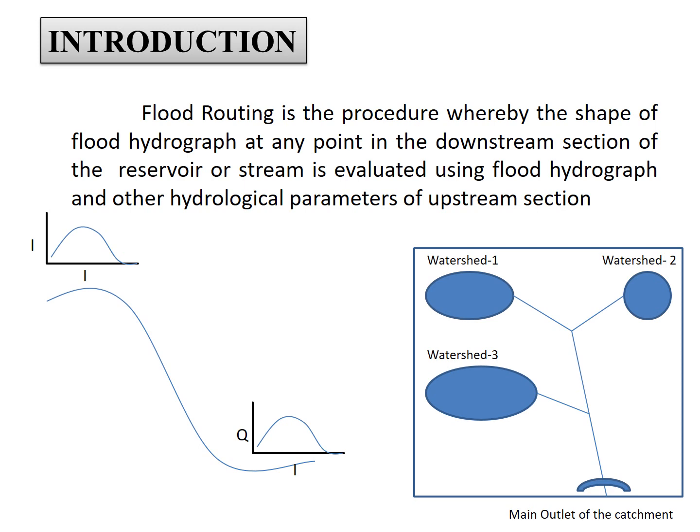So in other words, we can also define that if we have the input hydrograph at the upstream side, and we require the output hydrograph at the downstream side, that is, we want to know how this water is translated from the upstream side to the downstream side, taking care of the resistance, storage and other parameters of the reservoir or the stream, then we use these types of techniques in hydrology.